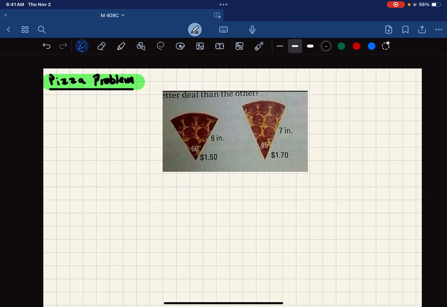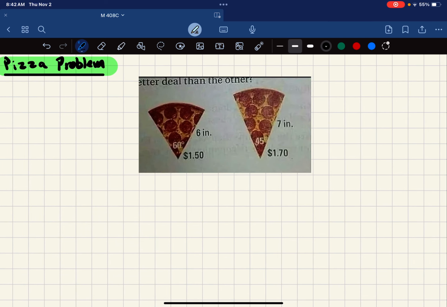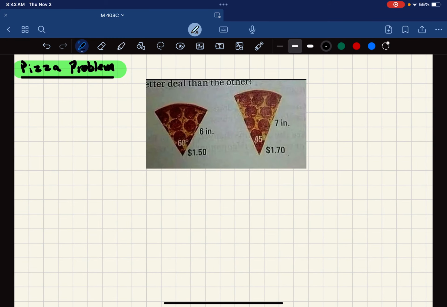Today we are solving a problem given to us by one of our best students in our class, Elliot Boucher. It gives us two pizza slices, one at $1.50 and one at $1.70, and it asks which is a better deal than the other. Now you see, as someone who, not to brag, got an almost perfect score on the math section of the SAT, this kind of napkin math is very easy for me. So without further ado, let's get started.